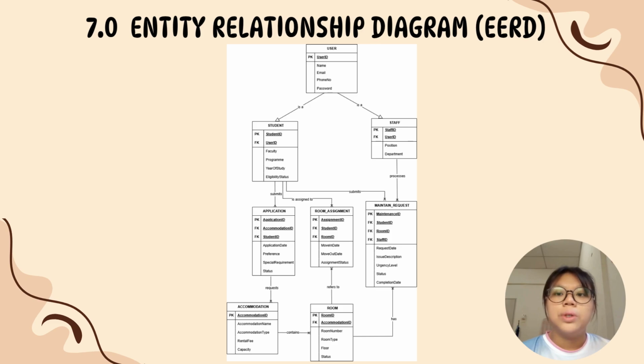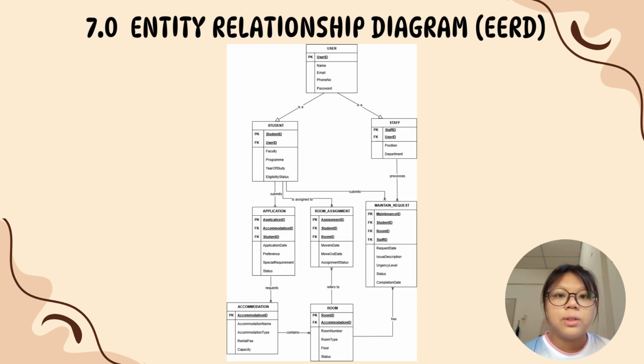Now I'm going to present our enhanced entity relationship diagram for the student accommodation management system. This system is designed to manage accommodation applications, room assignments, and maintenance requests. It also manages different types of users, including students and staff.